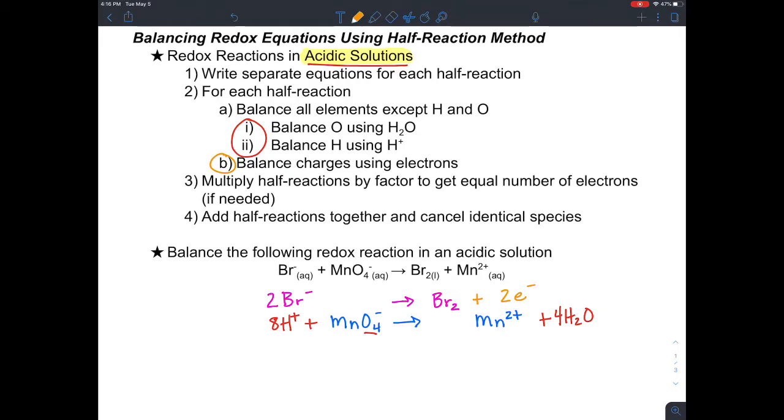And then on the bottom one, we have to consider that the 8 H plus gives us 8 plus, and then we have 1 minus charge from the permanganate. That's going to give us a total of plus 7 on the left-hand side, and then we have a plus 2 on the right-hand side. So we're going to have to add 5 electrons, so that our charge on both sides is a net of plus 2. Okay, so net of plus 2 on both sides.